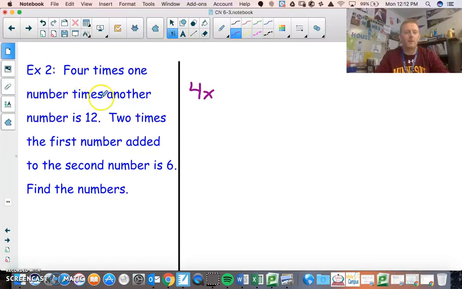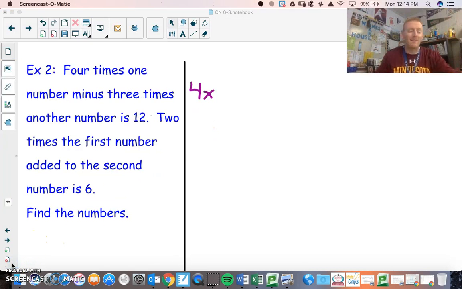4 times one number times another number is 12. 2 times the first number added to the second number is 6.